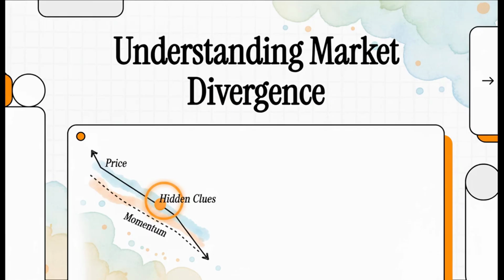Hey everyone, and welcome. So today we're going to dive into a really fascinating concept that traders use to spot clues hiding in plain sight. It's called market divergence, and it's all about what happens when a stock's price and its real underlying momentum, well, they start telling two completely different stories.